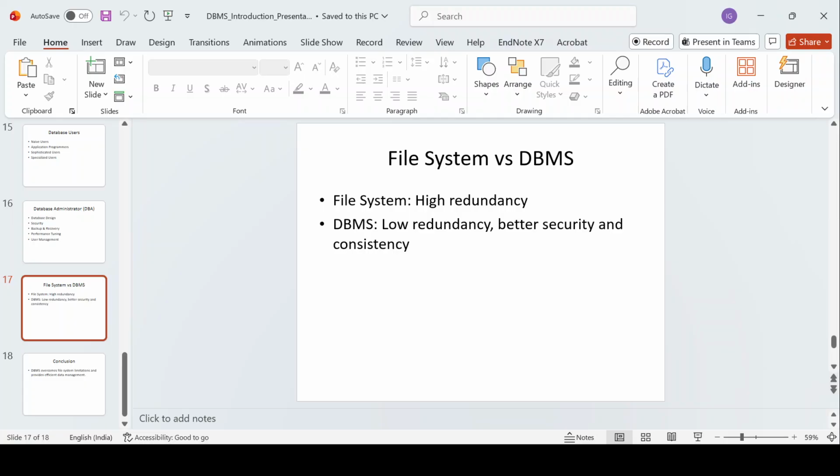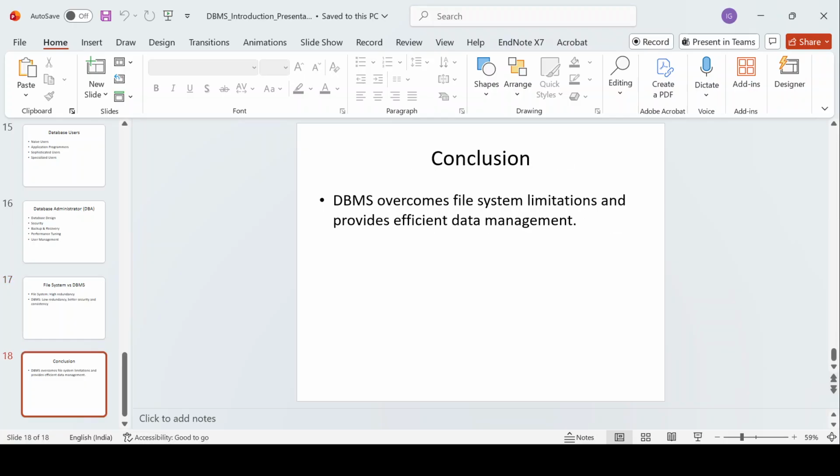So compared to file system, a DBMS reduces redundancy, improves consistency, provides better security and manages data more efficiently. So next we see the conclusion part. DBMS is an efficient system for storing and managing data. It solves all the limitations of traditional file system and provides secure, reliable and organized management.